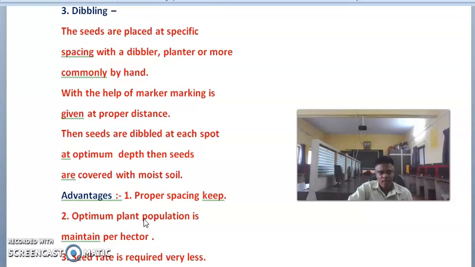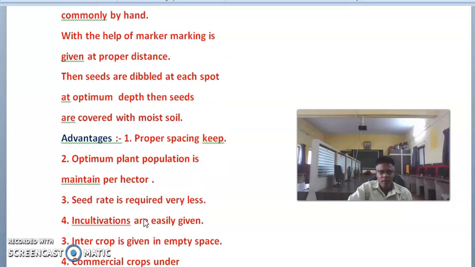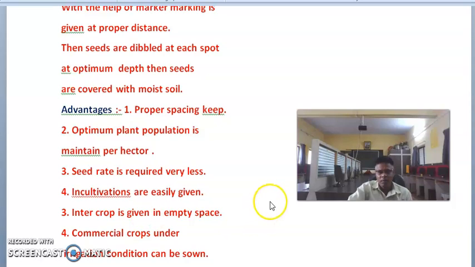Then the advantages are that proper spacing is kept and the optimum plant population is maintained per unit or per hectare area. The seed rate required is very much less than the drilling method or broadcasting method. Interculture operations are given easily. Optimum space is available for the development of the plant, better irrigation is done, and pest and disease attack is also reduced by this method.